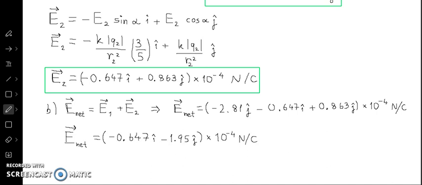So when we do the calculation, this is our final answer. The net electric field vector at point P is equal to negative 0.647 i hat minus 1.95 j hat times 10 to the negative 4 newtons per coulomb.